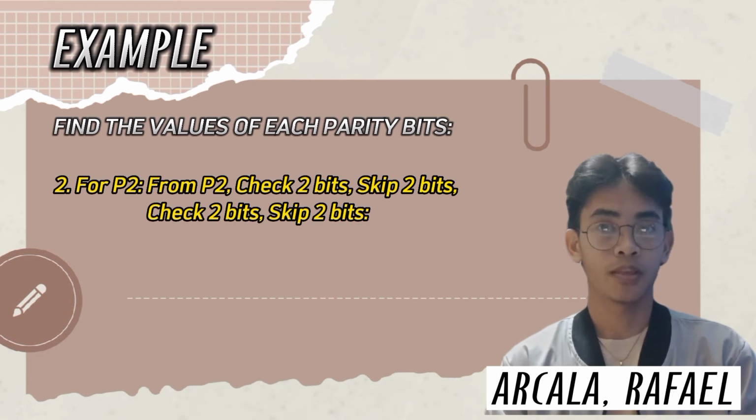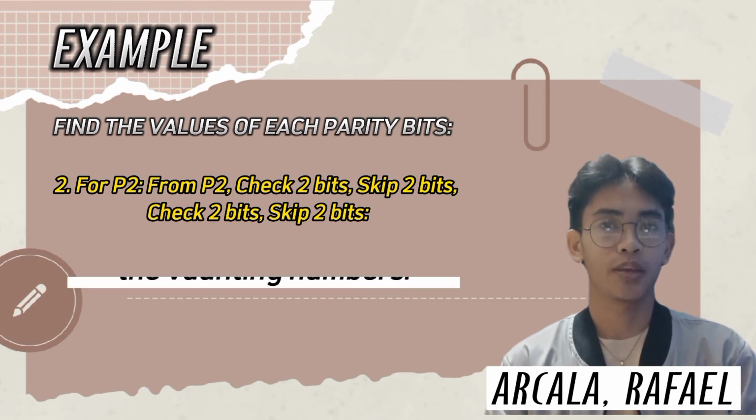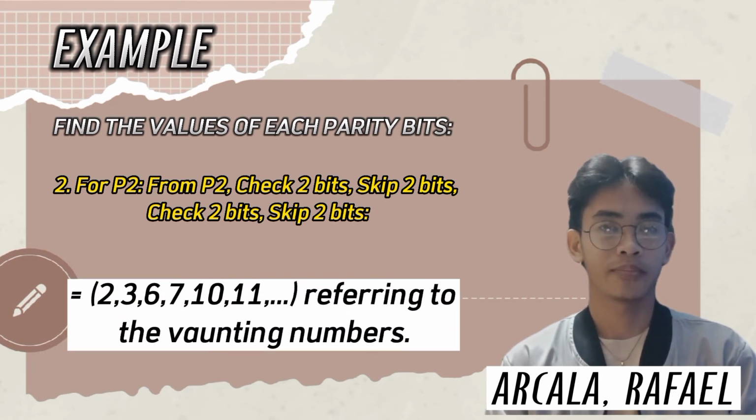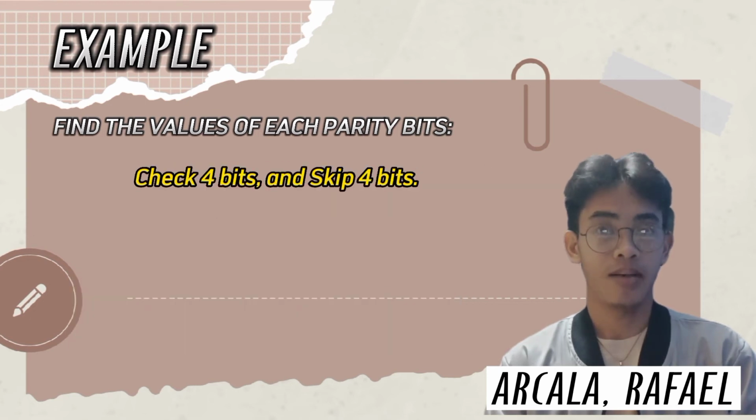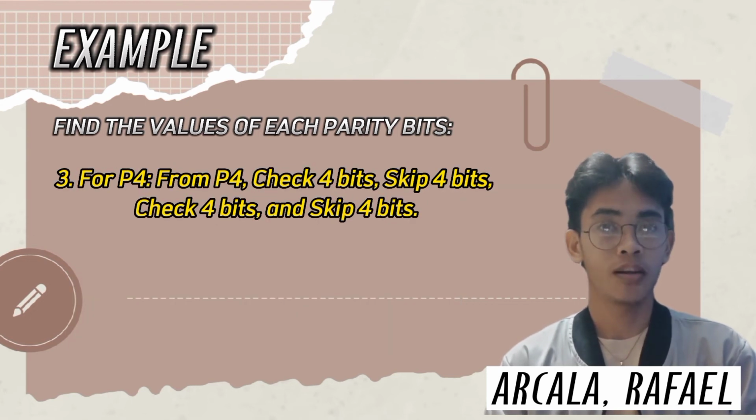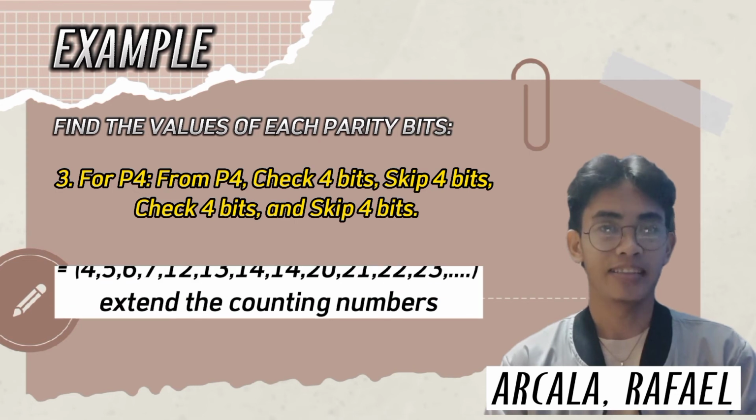Number 2. For P2, from P2, check 2 bits, skip 2 bits, check 2 bits, and skip 2 bits. This is how you do it. And number 3. For P4, from P4, check 4 bits, skip 4 bits, check 4 bits, and skip 4 bits. And this is how you do it.